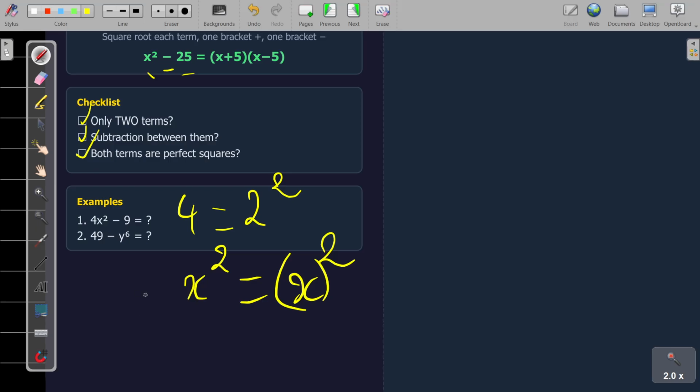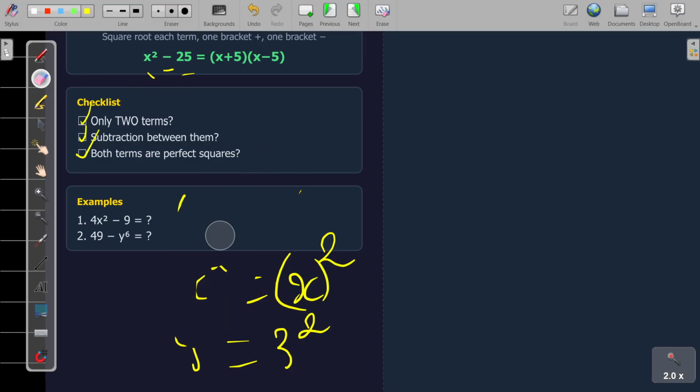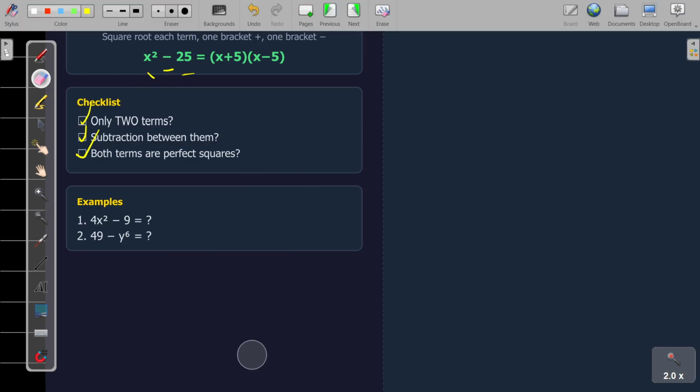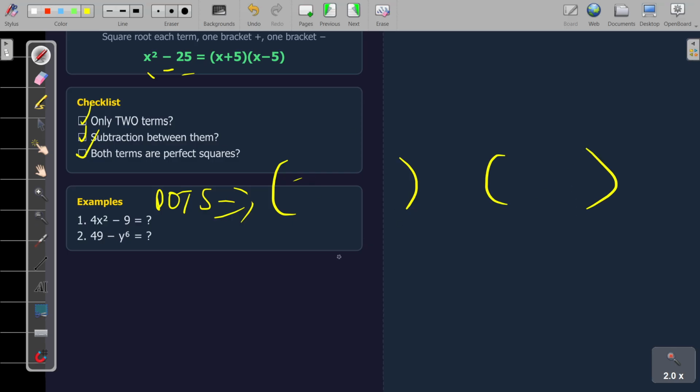And what about 9? 9 is 3 squared. So those are perfect squares. Yes, it is a DOTS. So since we have done our checklist and written that in our notes, we say this is DOTS. And then we have our two brackets right here.